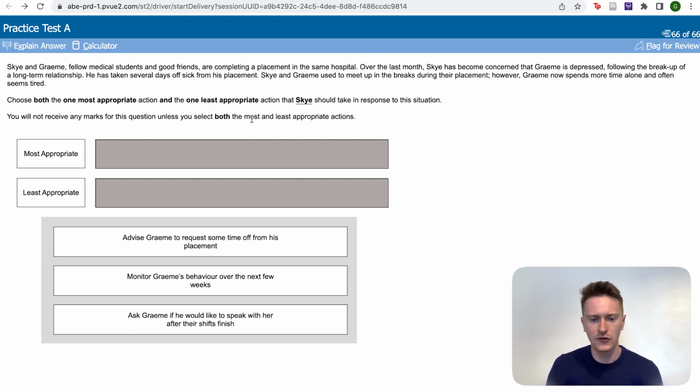They used to meet up in breaks, however now Graham spends most of his time alone. Okay, so essentially, we need to pick the most appropriate and least appropriate. Here, advise him to request some time off. Well, that's his decision. You can sort of suggest it, but I don't think it's most or least appropriate. Monitor Graham's behaviour over the next few weeks. That's least appropriate. I think that's the same as doing nothing. And finally, ask Graham if he would like to speak with her after their shift's finished. I think that's most appropriate. Asking a friend what's going on, how you can help, I think that's always going to be most appropriate. So I'd say this last one is most appropriate, this one is least appropriate, and this one is in the middle.